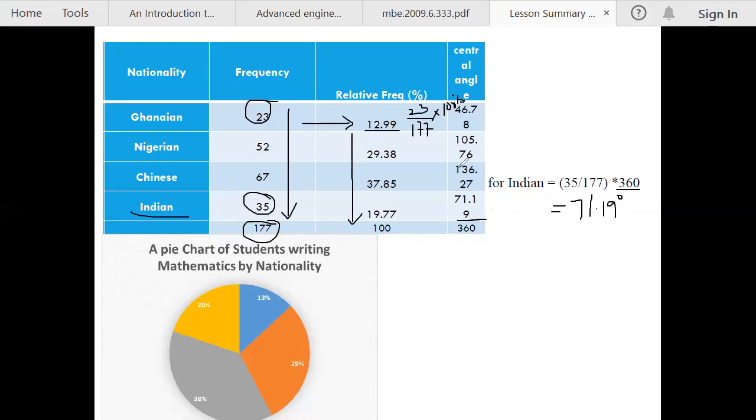Then you can use these sector angles to plot the pie chart. So that's another way of doing that. In fact, that's the conventional way of plotting our pie chart. Good. Then what else did we say in class?